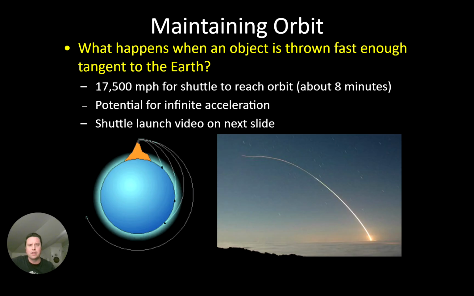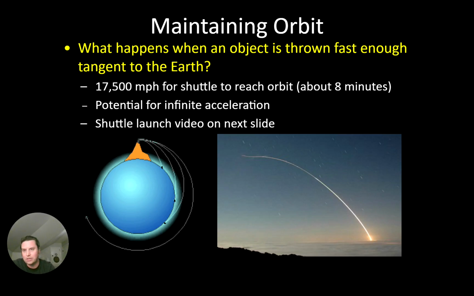So what happens when an object is thrown fast enough tangent to the Earth? The question I kind of glossed over in a couple slides there: is infinite acceleration possible? Can you just accelerate forever? If you were falling straight down to the Earth, you're going to hit the surface eventually. But what if you went sideways to the Earth? If you were going fast enough sideways, as you fell, the Earth wouldn't be below you anymore, and you could circle the Earth. And that's an orbit.